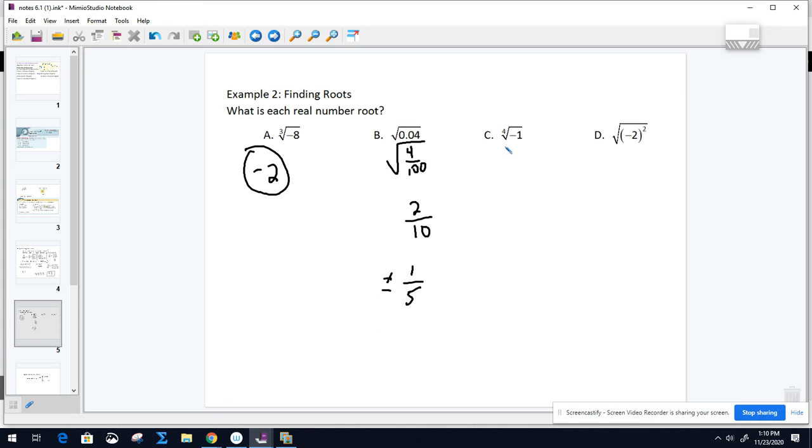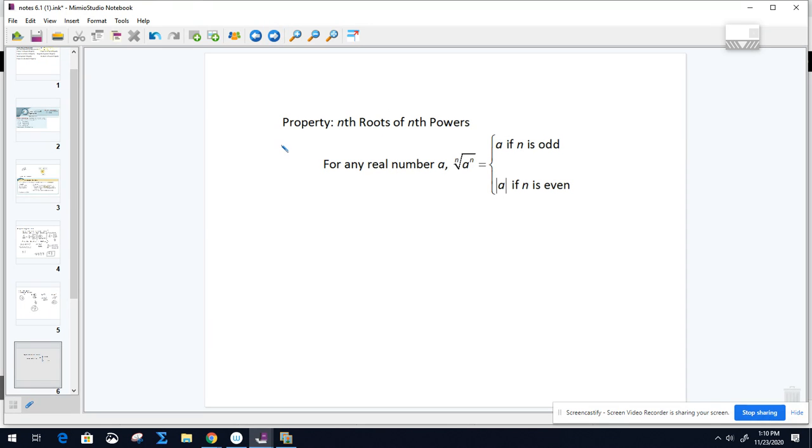For part C, I can't have a negative underneath here, so no real roots. And for this one, I can take the square root because negative 2 times negative 2 is 4. What is the square root of positive 4? It's plus or minus 2. So when I'm talking about just roots, I'm talking about the positive or minus when the index is even. If the index is odd, I get just one answer.